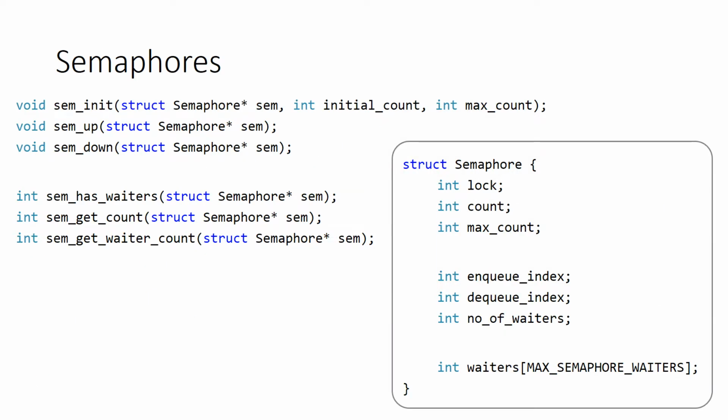I then use those locks to protect critical regions inside my semaphores. These operate as you would expect. When a process calls sem down on a semaphore that's at 0, it puts itself in a queue of waiters and blocks. If another process then calls sem up, it wakes the first waiter in FIFO order.